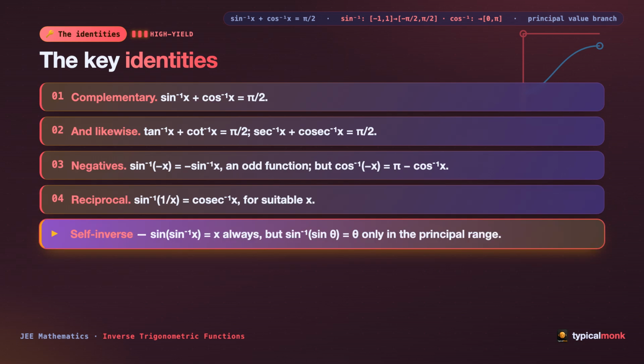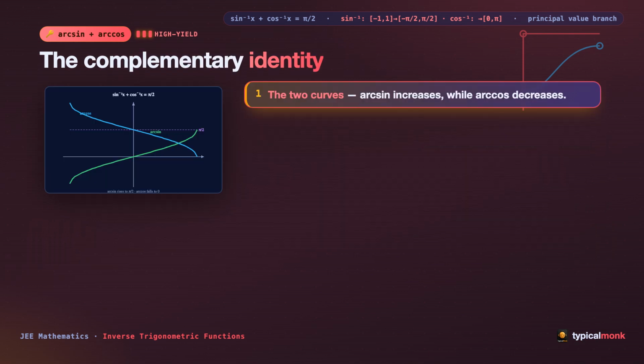Self-inverse. Sine of sine inverse x is always x, but sine inverse of sine theta equals theta only when theta lies in the principal range. Now, look at the picture.